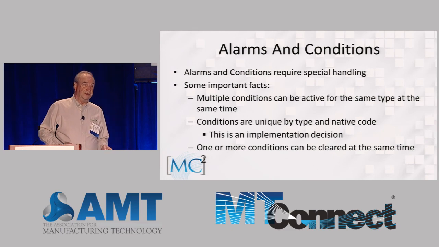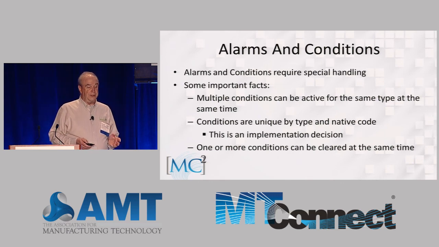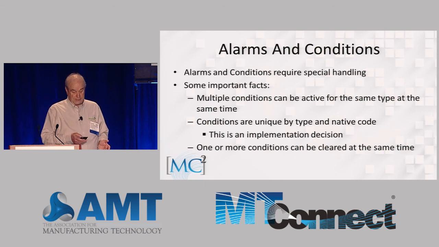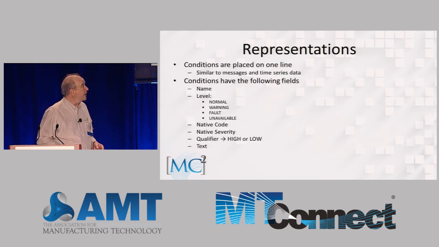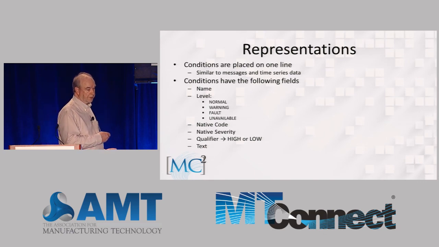Okay, a little bit about alarms and conditions. They take a little bit of special handling. It's very possible that multiple conditions can be active at the same time. Conditions are unique by type and native code, and this is basically an MTConnect implementation decision. So one or more conditions can be cleared at the same time. For the representation, you have the name, and you have a level, which is defined as either normal, warning, fault, or the data item is just not available. You have a native code, the native severity, and then possibly some qualifier such as high or low, and there could be some textual message along with that condition.